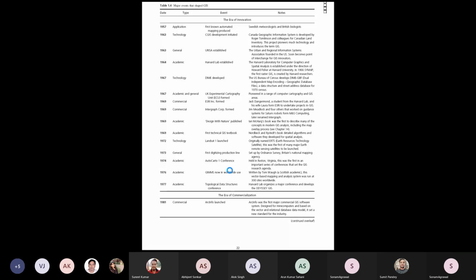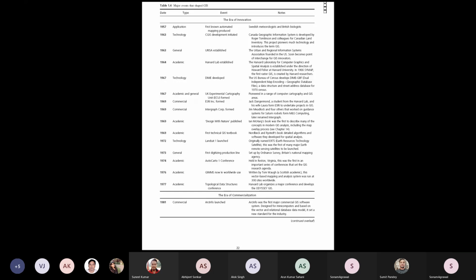The next one is in 1963. As we have discussed earlier, CGIS development was initiated in the year 1963. The Canada Geographic Information System was developed by Roger Tomlinson and colleagues for the Canada Land Inventory, CLI. This project pioneered much technology and introduced the term GIS. So that's why CGIS is very important for us. Then, also in 1963, the Urban and Regional Information Systems Association was founded in the US, and soon became a point of interchange for GIS innovators.